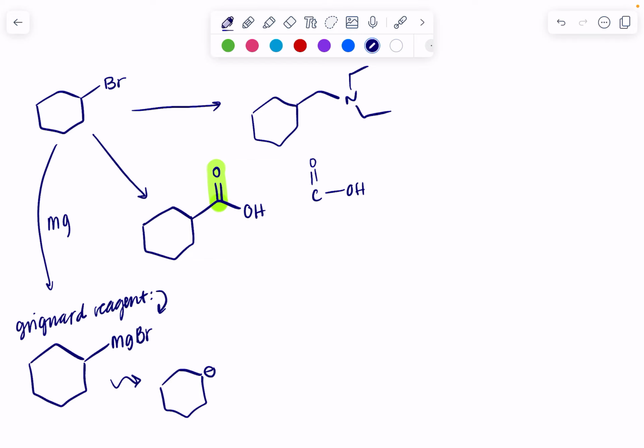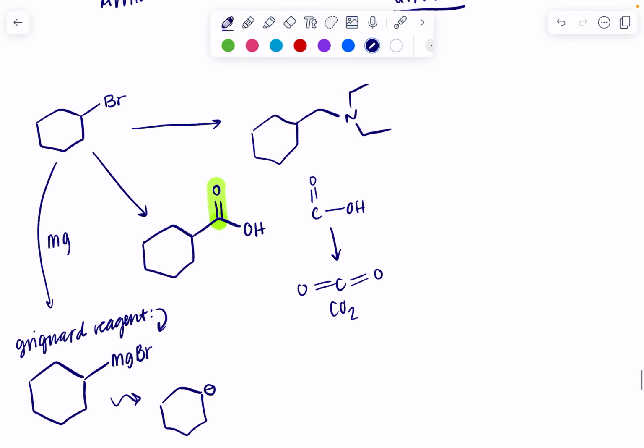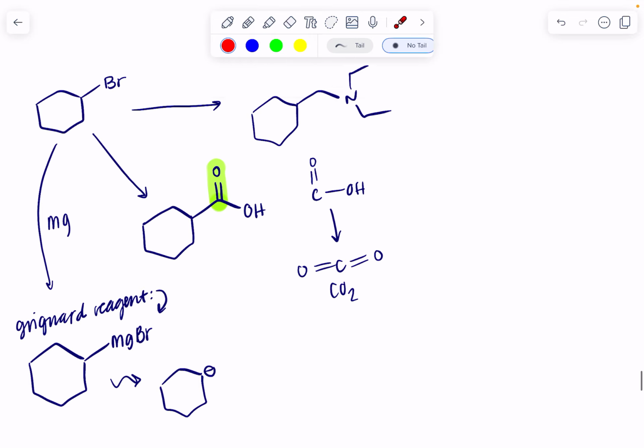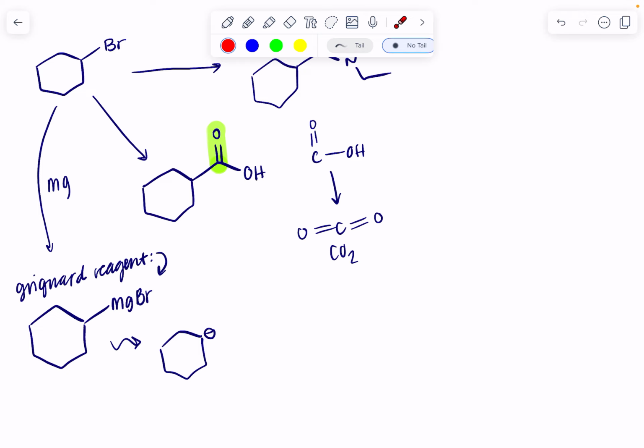And this is very similar to another molecule. We just have to think a little bit, but this is similar to C bonded to O, bonded to O, CO2. So can we use CO2 with this to get this carbonyl on there? And the answer is yes. This is how they do it.